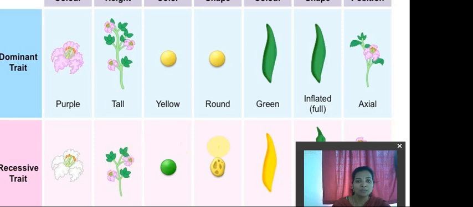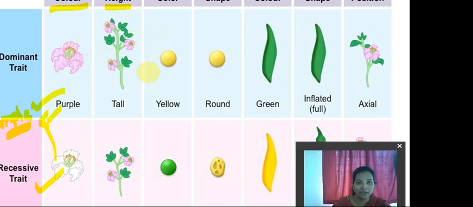Now what are the pea plant characteristics? He chose 7 different contrasting characteristics. What are those? First one is flower color. Purple is the dominant, and white is the recessive character. When you cross white and purple flowers, you only get purple in the first generation. That is why we call it dominant.